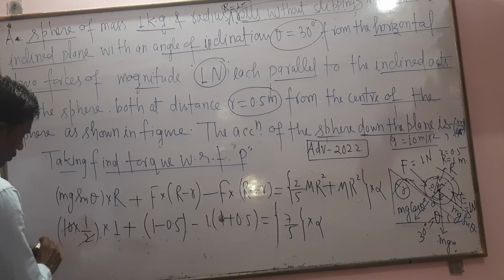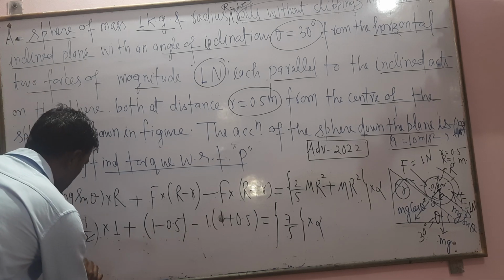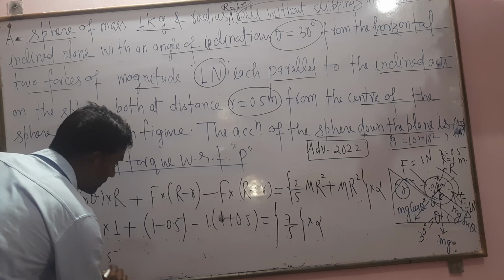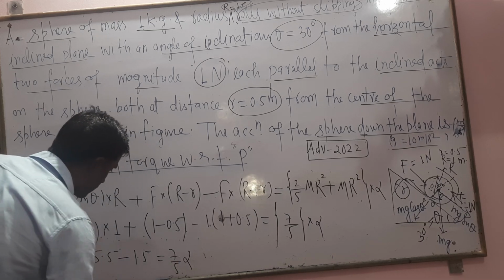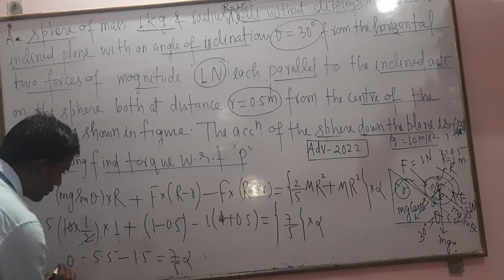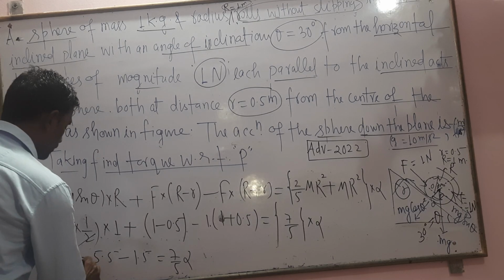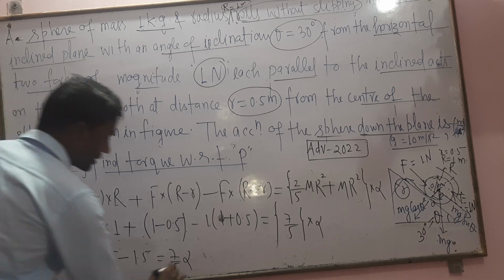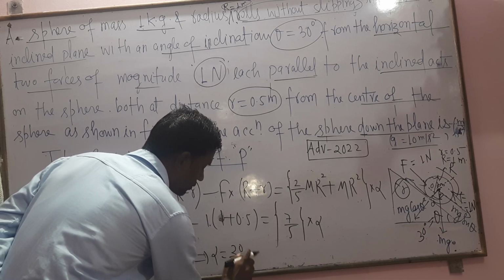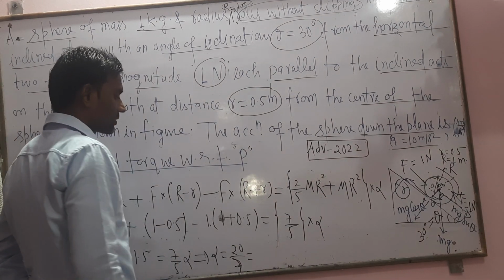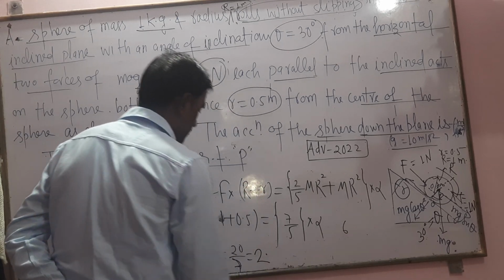Now calculate this. The left side is 5 plus 0.5, which is 5.5, and 5.5 minus 1.5 equals 7 by 5 times alpha. That gives 4, because the 5 cancels, and 5 times 4 is 20. So alpha equals 20 divided by 7, and we carry out the division.